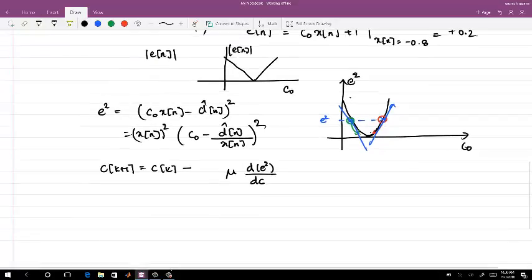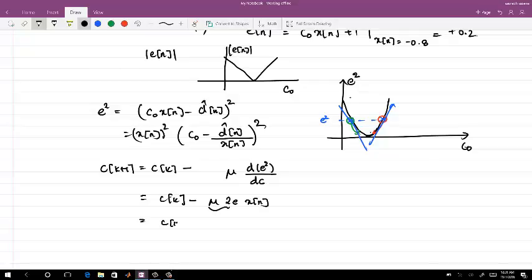So now this is equal to C of k minus mu times d of error square, which is nothing but 2 times E, and you have basically x of n, right? So let me now just basically say 2 mu as single mu.